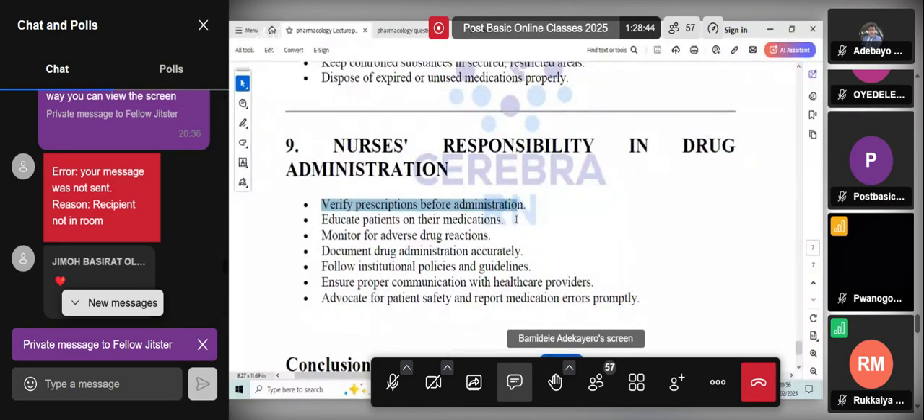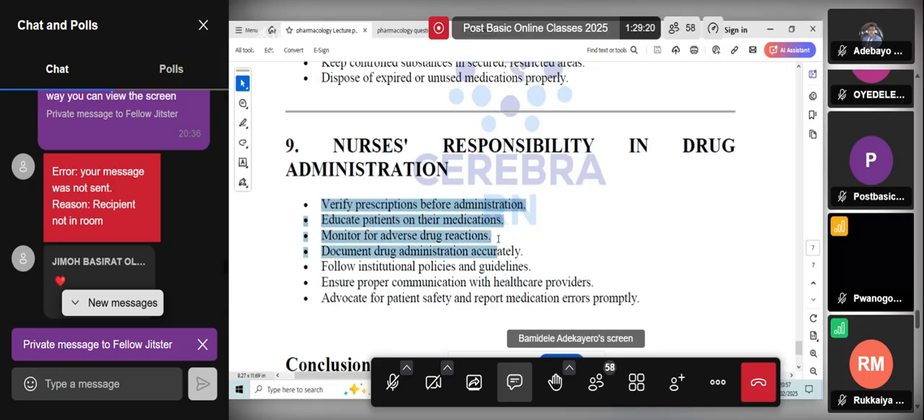We need to educate patients on their medication. My patient may ask, nurse, why am I taking omeprazole? Why am I taking levothyroxine? Why am I having this morphine injection? Why are you giving me these antibiotics? We need to know why they are on the medication and the effects of the medication. So if this medication is going to cause some side effects, we let them know. This diazepam will make you drowsy, make you feel tired. It is expected. So the patient will have peace of mind.